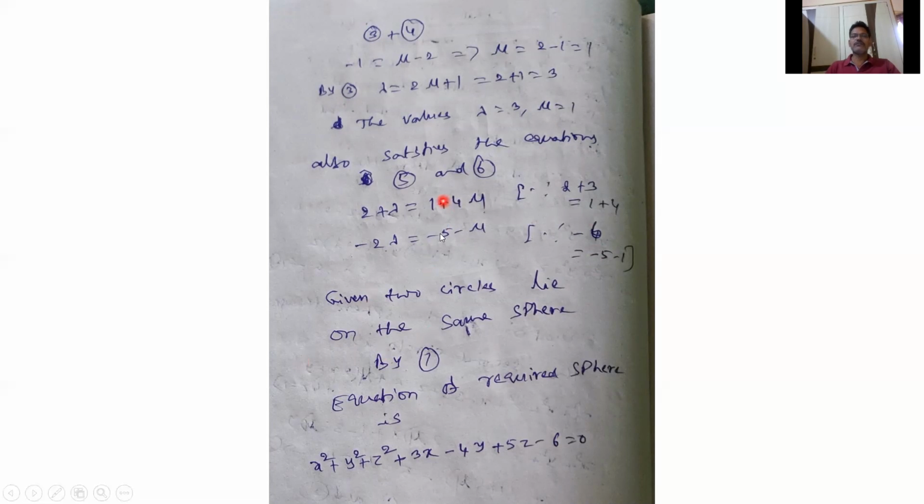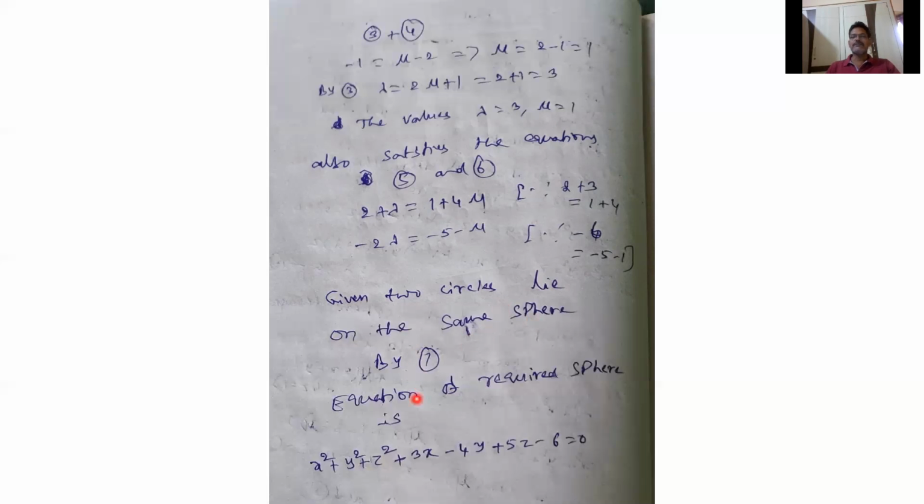Suppose if these two equations are not satisfied by the values lambda equal to 3, mu equal to 1, then the given circles do not lie on the same sphere. But here the remaining two equations are also satisfied by the values of lambda and mu. Therefore, the given two circles lie in the same sphere.